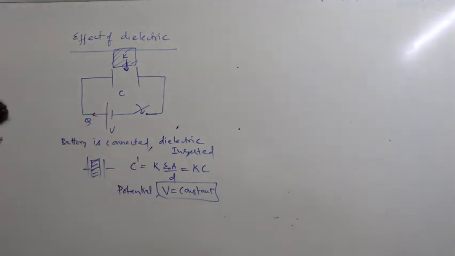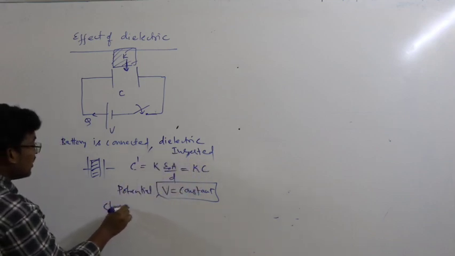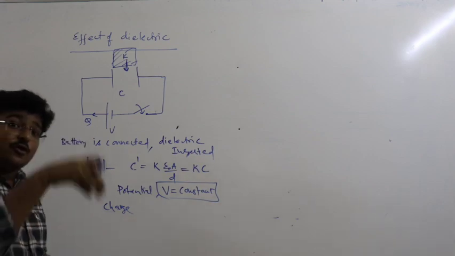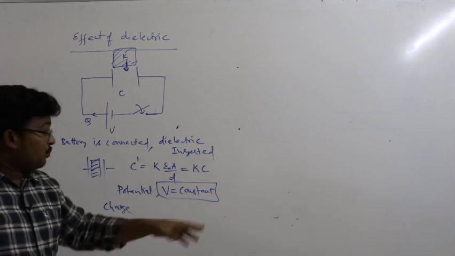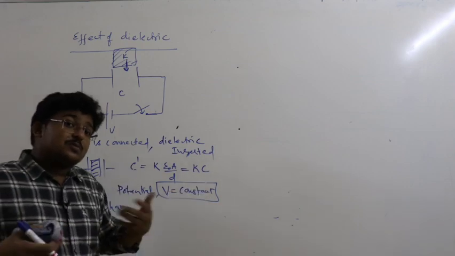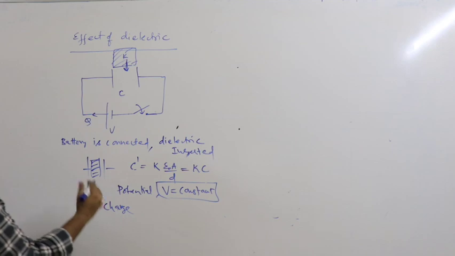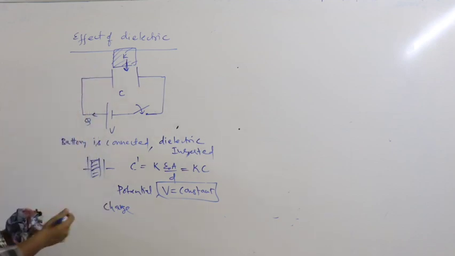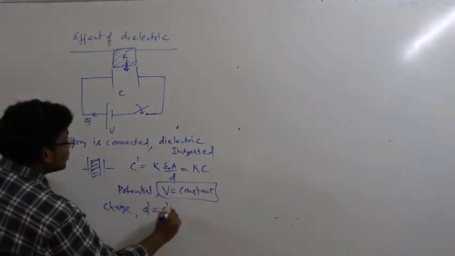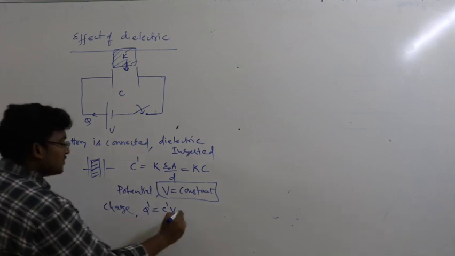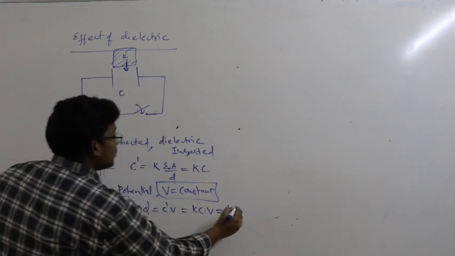So V is same. Now the capacitance is K times, so what is the charge stored now? Initially it is Q before inserting the dielectric. Now if you insert it, it will increase the capacitance, which means it has more tendency to accumulate charge, so more charge will come from the battery. We know the formula, Q dash is equal to C dash into V, and Q is equal to CV. So C dash is equal to K into C times V. So you can say that the charge also increases.